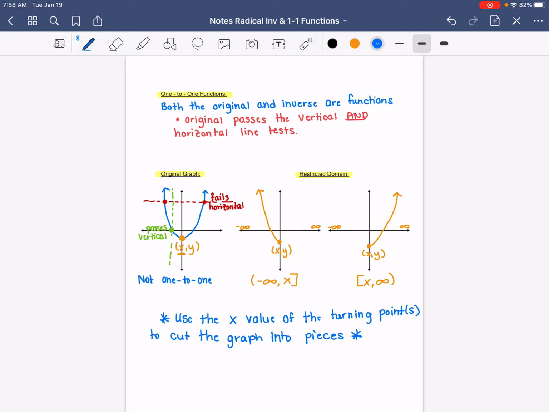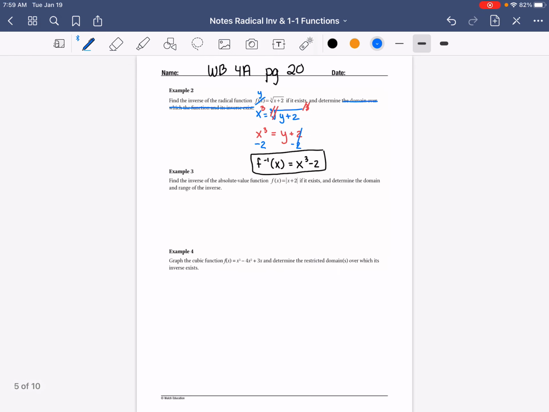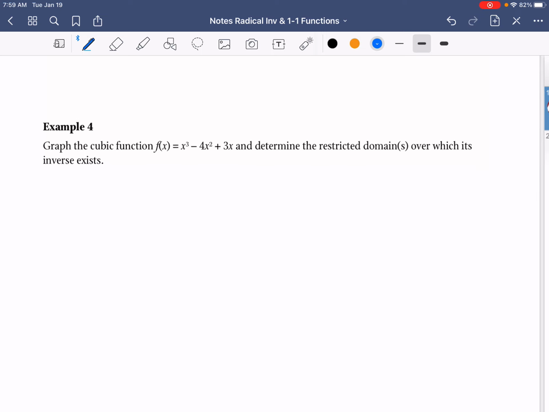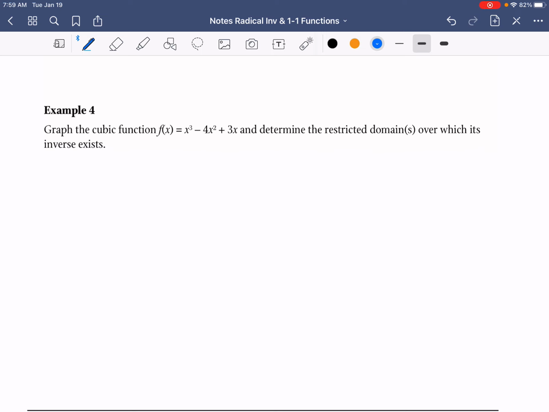This is going to be another picture for your digital notebook, but we're going to go back to that page 20 that we were on earlier, and we're going to go to example number 4. It says graph the cubic function f of x equals x cubed minus 4x squared plus 3x and determine the restricted domain or domains over which its inverse exists.